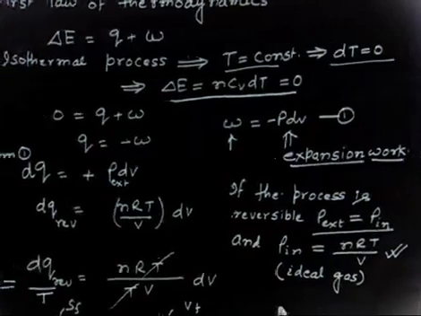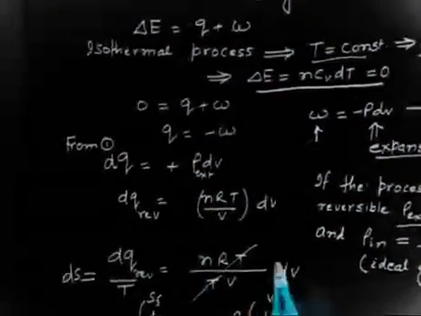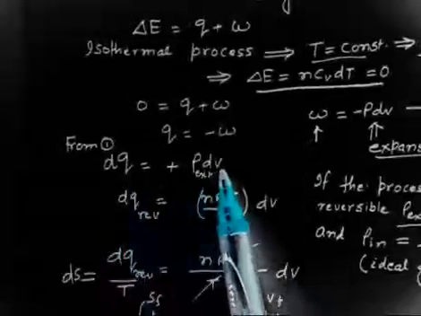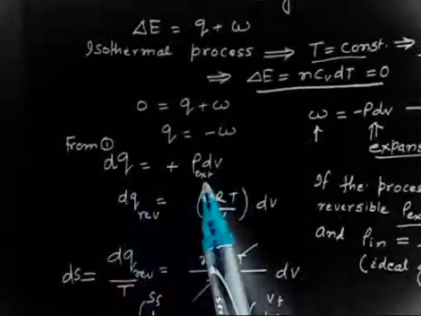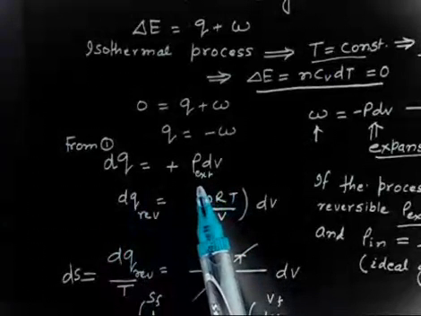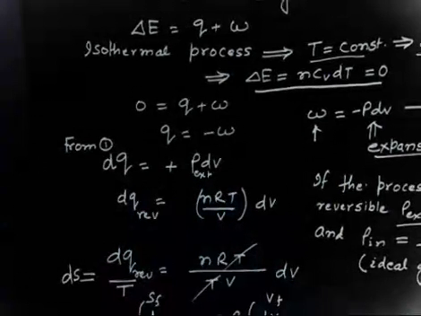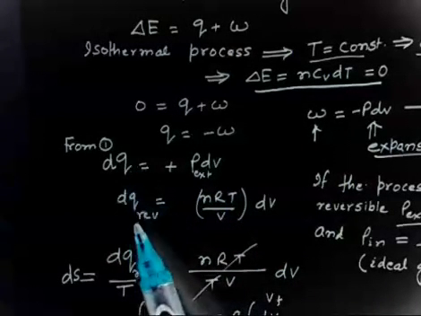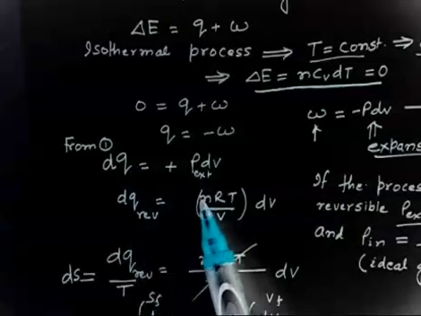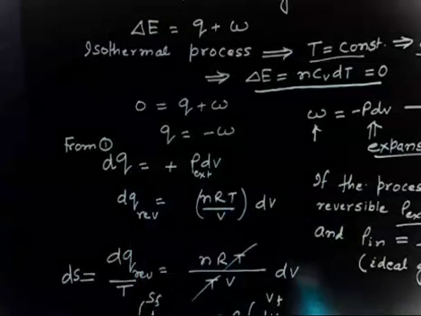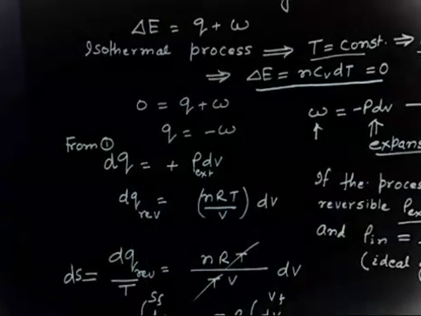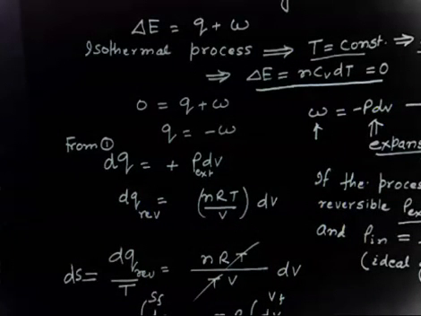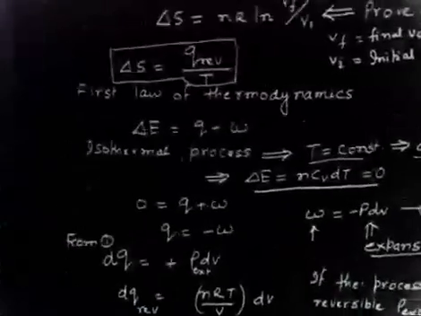Now if I plug this value, I can write dq is equal to P external into dV. P external is the same as P internal because the process is reversible, and P internal is given by nRT by V. So dq reversible is equal to P internal into dV, which is nRT by V into dV. Up to this point, anybody having any confusion? No confusion. That's good.